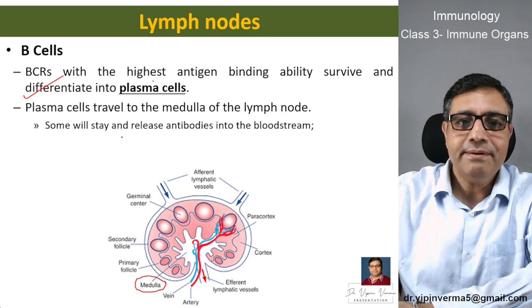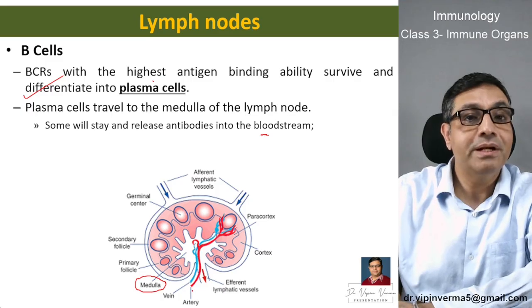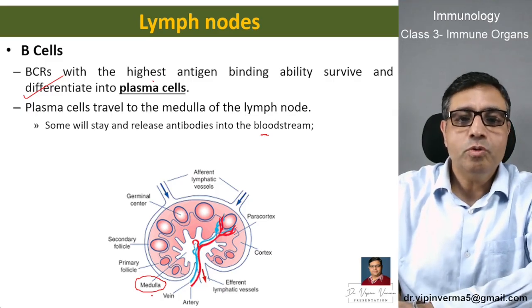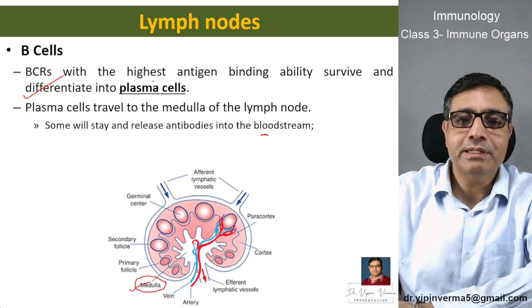Some will stay and release antibodies into the bloodstream. So they will be here in the medullary region. They will just keep secreting the antibodies, and these antibodies will be flowing with the blood. That is their job. So that's why the medullary region is rich in plasma cells.